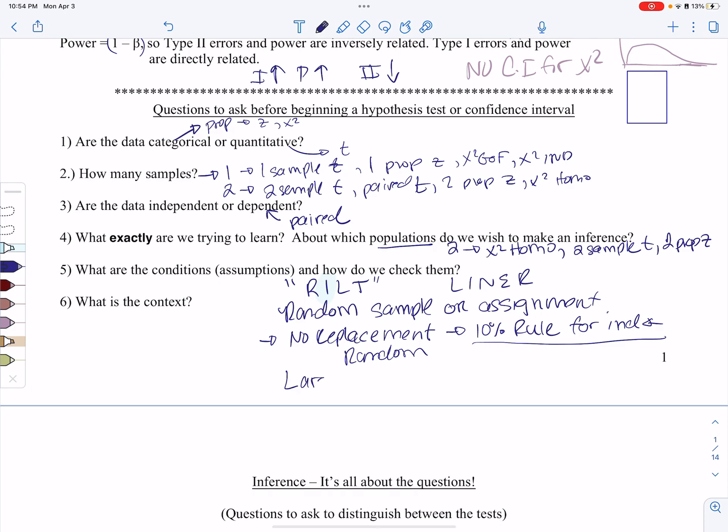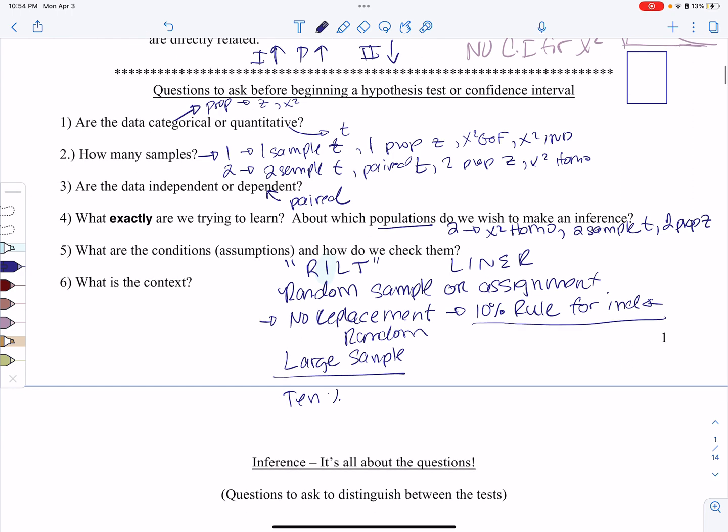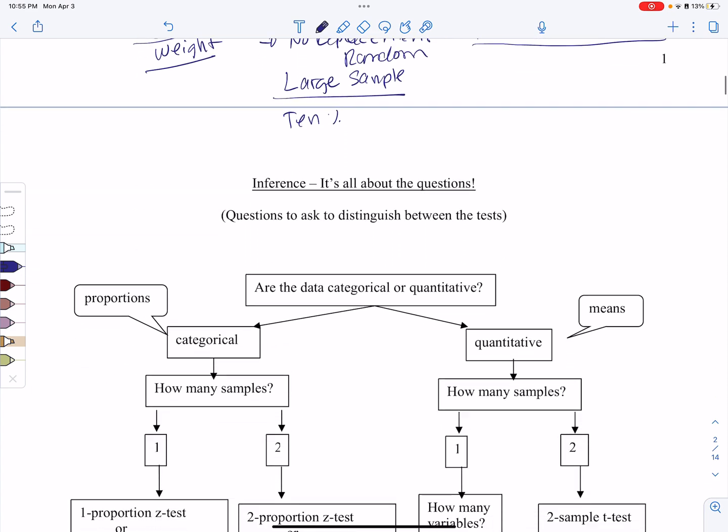Large sample, I'm going to go through all the different large samples, but the large sample is the biggest one that has something different for each one. And then the 10% rule, which I talked about just now. And of course, you got to talk about the context. Context, am I talking about cars? Am I talking about weight loss? Whatever I'm talking about, you have to have that in there. It's free, easy points.